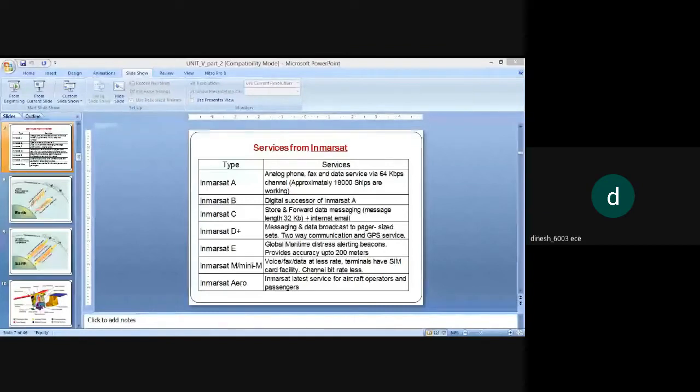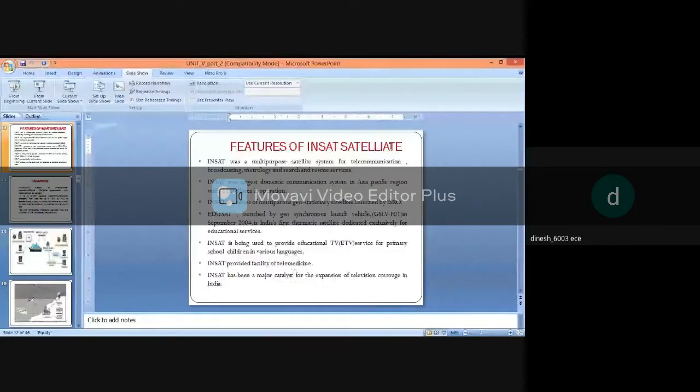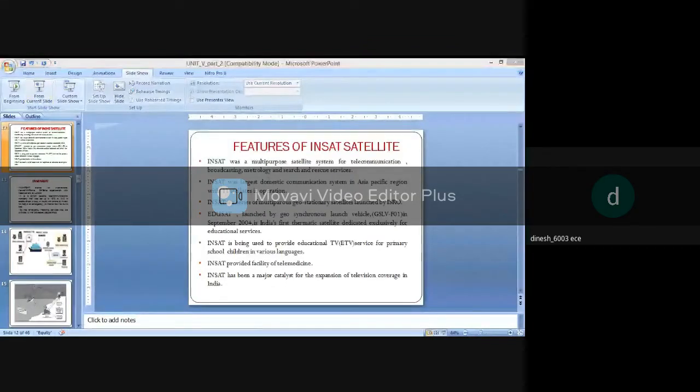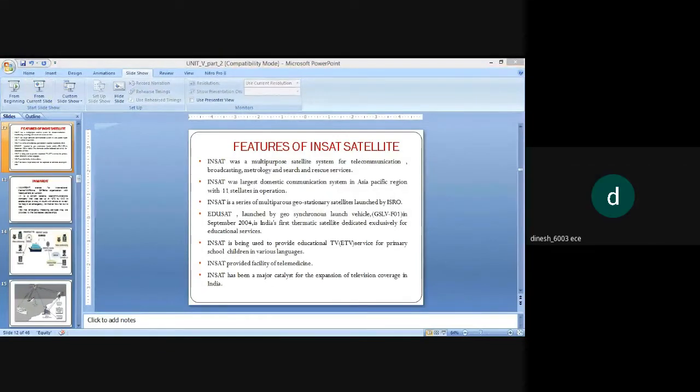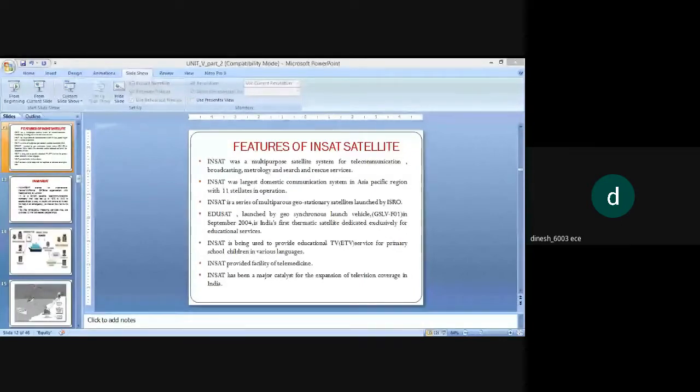So the features of INSAT. The INSAT satellite is a multi-purpose satellite. It is used for telecommunication, broadcasting, meteorology, search and rescue services. INSAT was the largest domestic communication system in the Asia Pacific region with 11 satellites in operation. The INSAT is a series of multi-purpose geostationary satellites launched by the Indian Space Research Organisation, ISRO.